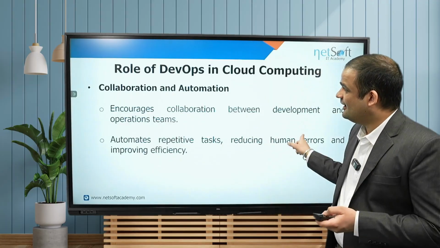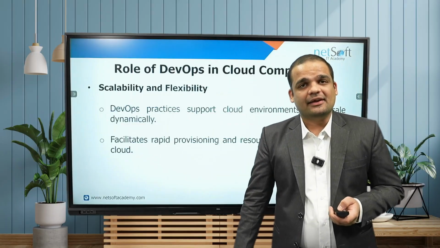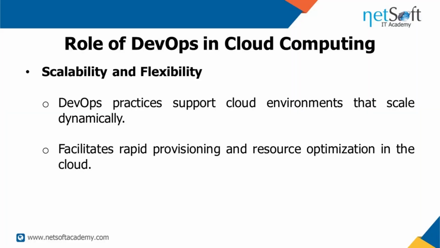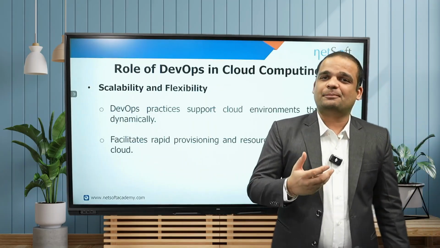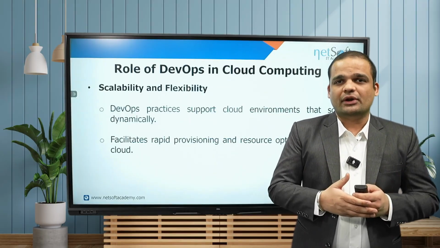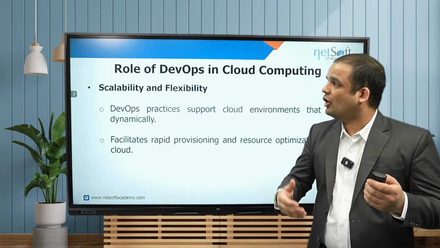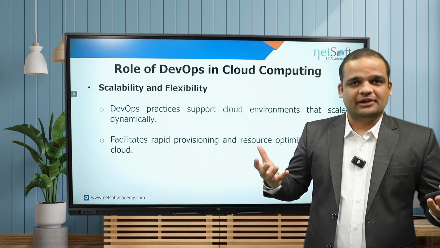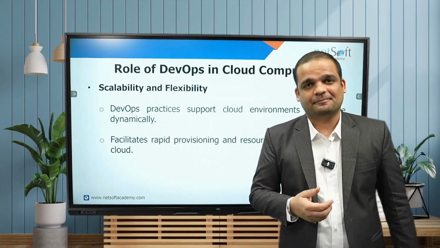The next concept is scalability and agility, or you can say flexibility. Well, DevOps actually practices this kind of behavior. They support dynamic scaling, ensuring that the cloud environment can handle fluctuations in demand. This flexibility allows businesses to optimize resources and maintain performance during traffic spikes. So that is the core of scalability and this flexibility. I sometimes also refer to it as agility, how agile your system is.